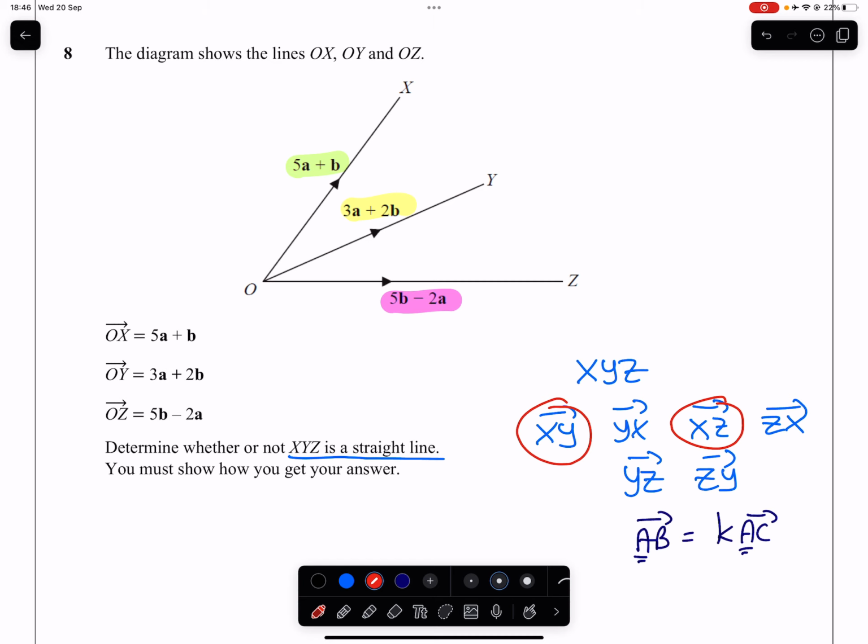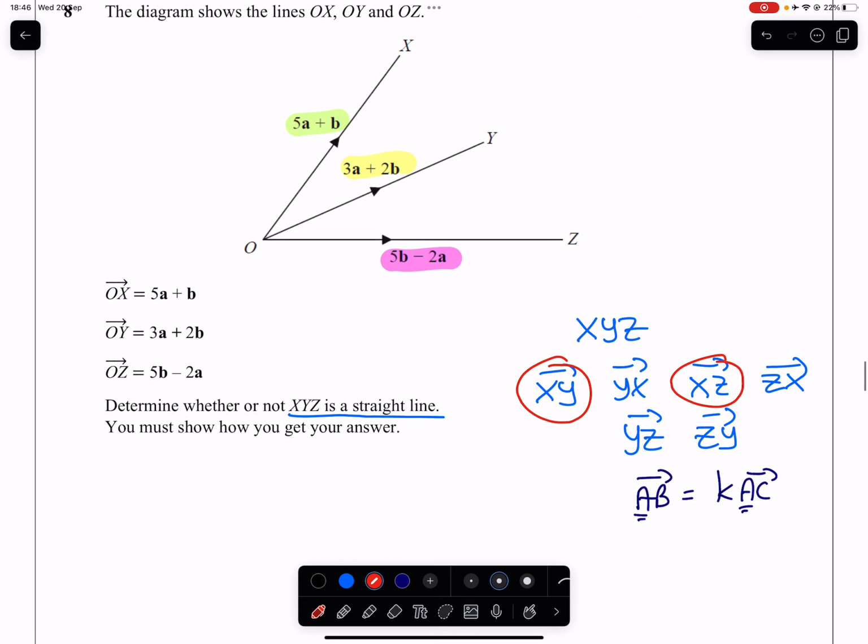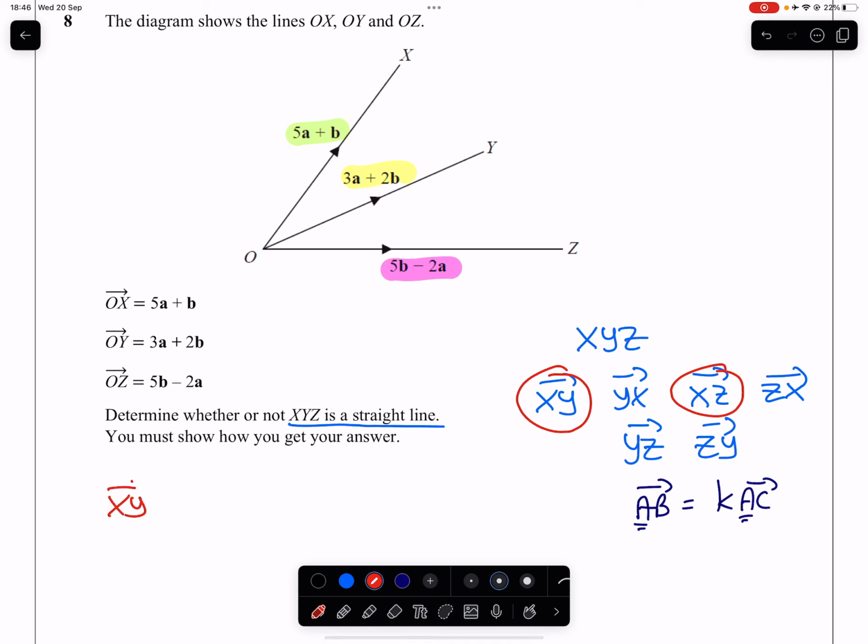And the two that I'm just going to pick from the first in the list, I'm going to find the vector for X to Y, I'm going to find the vector for X to Z. So X to Y is the journey from X to Y, which will mean I will go back the way, I will undo this green vector, and I will add this yellow vector. So I'm going to end up with a negative 5a plus b in a bracket, and then I'm going to add a 3a plus 2b.